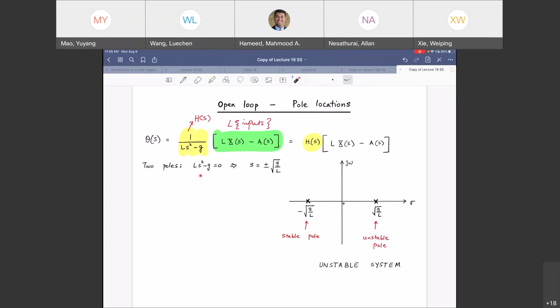Two poles, we have derived them to be at plus or minus square root of g divided by l, g being acceleration due to gravity, l the length of the pendulum. Plot it on the pole zero plot, you've got a stable pole there, you've got an unstable pole there. Because of the unstable pole, you've got an unstable system, which means that I cannot, without feedback, stabilize it.